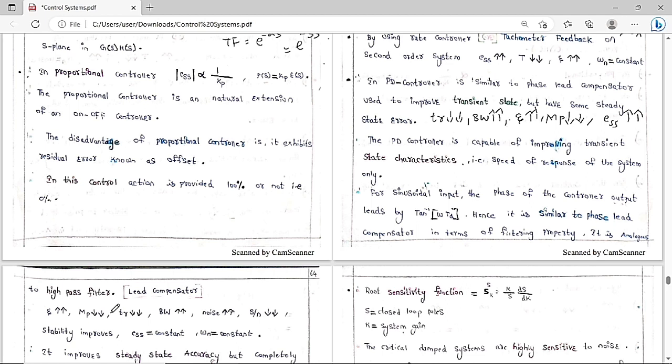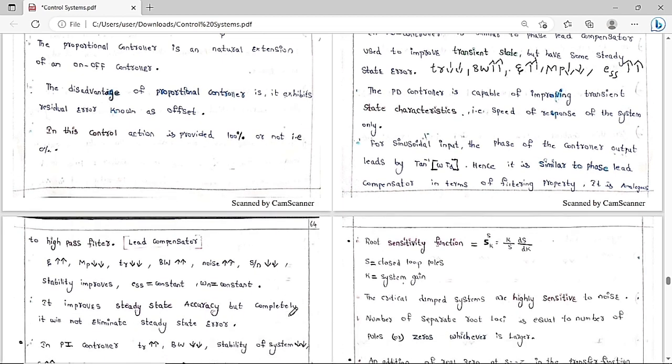Then, whenever you are going to use a PD, meaning a differentiator, the noise is going to increase. I already told you, whenever you use a differentiator, the noise is going to get increased. Whenever PD is used, we are adding zeros. If we are adding zeros, the stability will improve. And the steady state error will increase. I already told you the steady state error will actually increase.